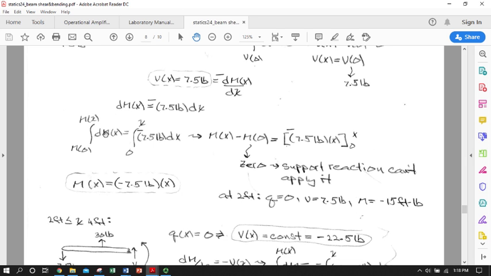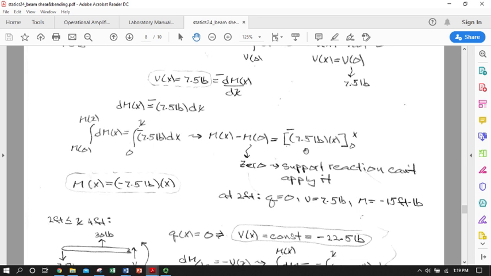So I can integrate the left-hand side from the moment at 0 to the moment anywhere, and I can integrate the other side from x equals 0 to x equal any x. So again, dropping in the limits of integration and using the theorem of integral calculus, I can replace this with just the function at its limits. So I have the moment anywhere minus the moment at 0 is going to equal negative 7.5 pounds times x, evaluated between x equals 0 and x. Well, the moment at 0 is 0 because the support reaction can't supply it. We had a hinge there.